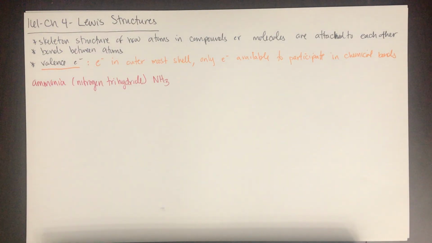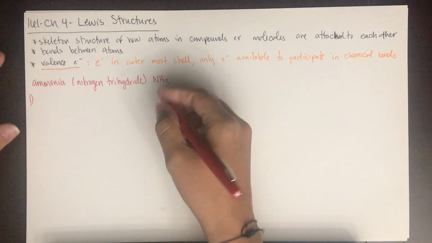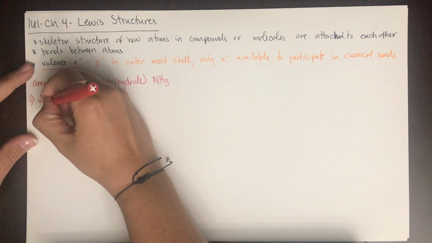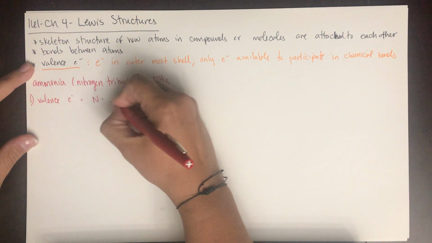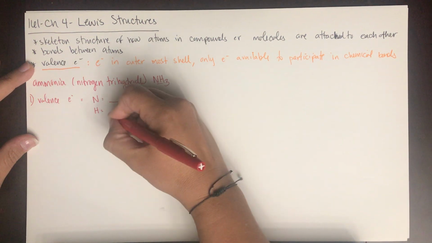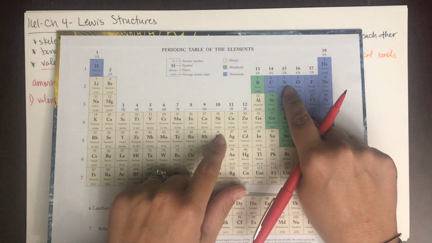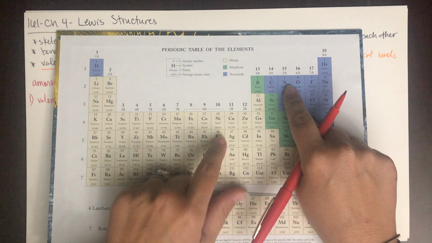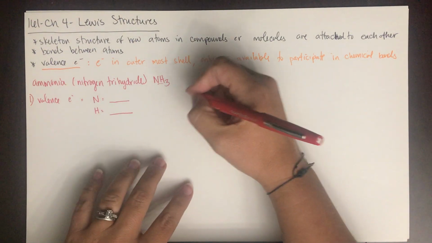So the first thing we need to do is figure out how many valence electrons nitrogen has and how many valence electrons hydrogen has. Nitrogen is in group 5. That tells you how many valence electrons it has. It has 5 valence electrons. And I'm going to draw this out for you. Nitrogen is number 7 on the periodic table.